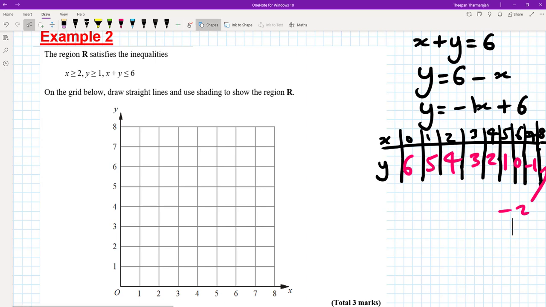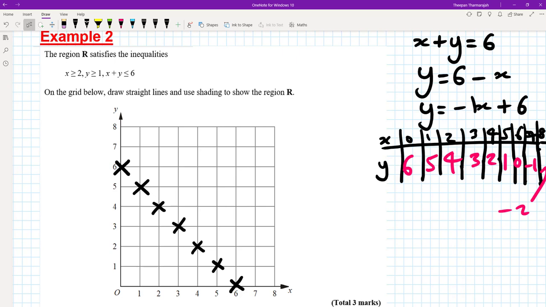Now I can plot my graph. I've got 0 and 6, 1 and 5, 2 and 4, 3 and 3, and we get 4 and 2, 5 and 1, 6 and 0, and so on. So that's going to be our graph.